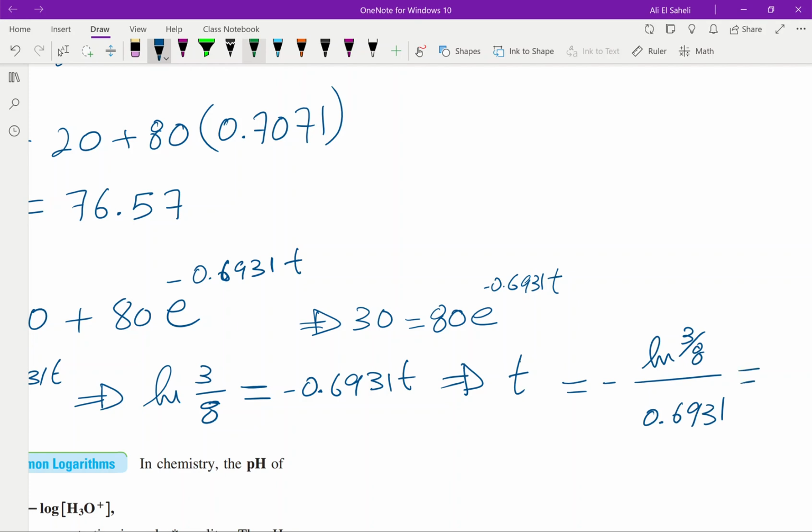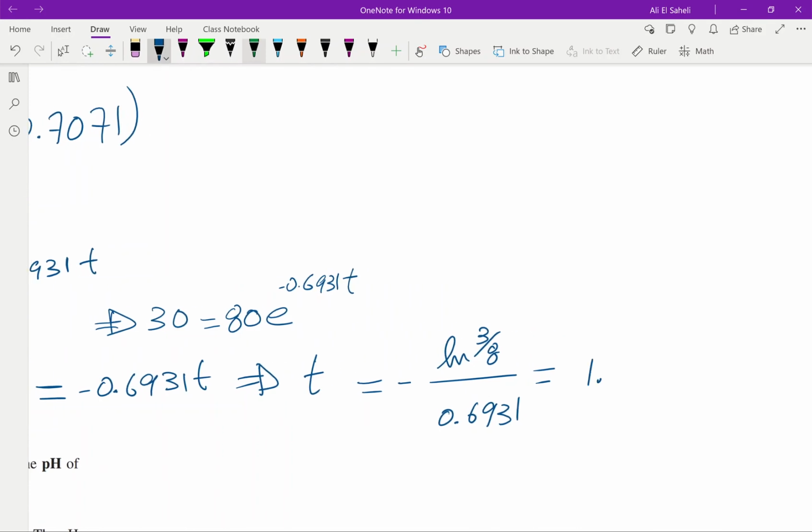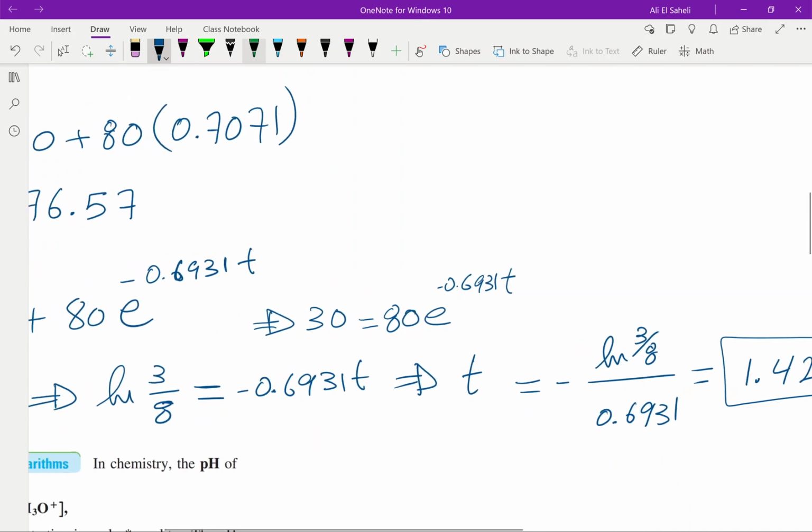Using the calculator again, 3 over 8, ln, divided by 0.6931. So it will take 1.42 hours for the temperature to go from 100 to 50. Almost 1 hour and a half.